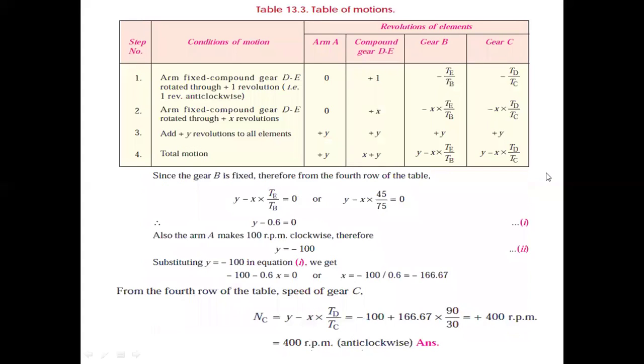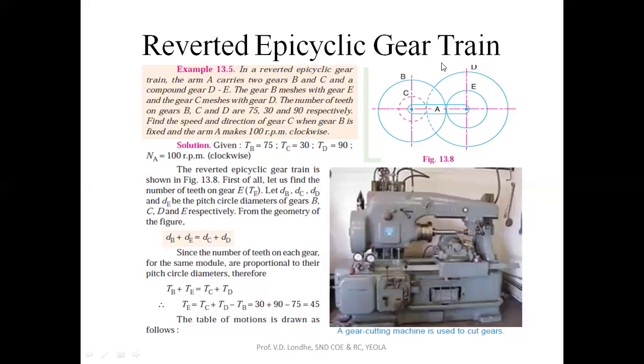Next slide. Here are the four steps that we are following. How many elements are there? One, the arm A. Then the second wheel, the compound wheel D and E, which are mounted on the same shaft, so we can represent it as one wheel. Then gear C is the output of this system, and one more element is gear B. In the statement, gear B is meshing with gear E. Now we have to give +1 rotation to the compound wheel D and E.